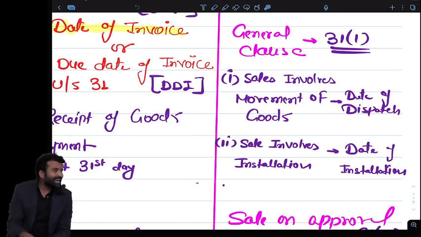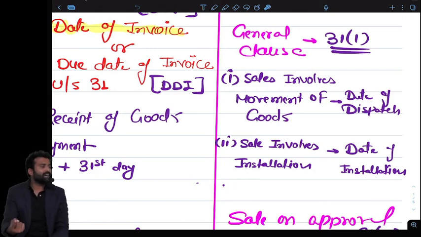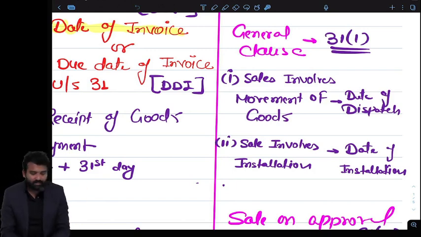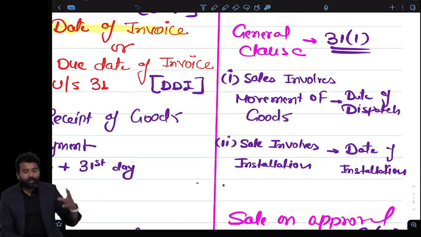So this date or the invoice date, whichever is earlier, is the time of supply. Normally, of course, the invoice date will be earlier. But if the invoice is late, I have not prepared the invoice on the date of dispatch, then the date of dispatch is the time of supply. So if I have prepared the invoice before dispatch, then date of invoice is the time of supply. If I have not prepared the invoice before dispatch, then date of dispatch is the time of supply.